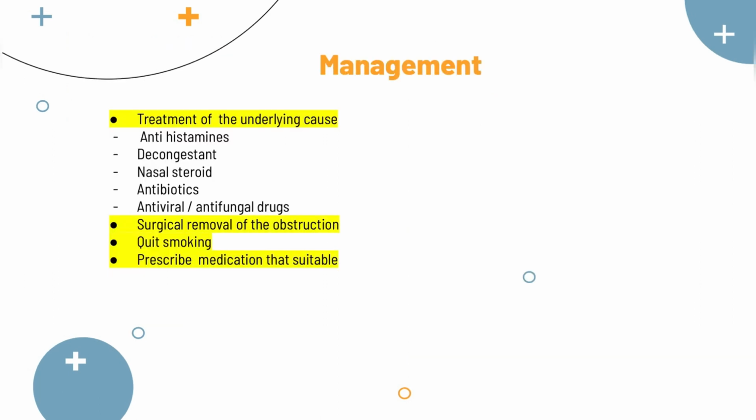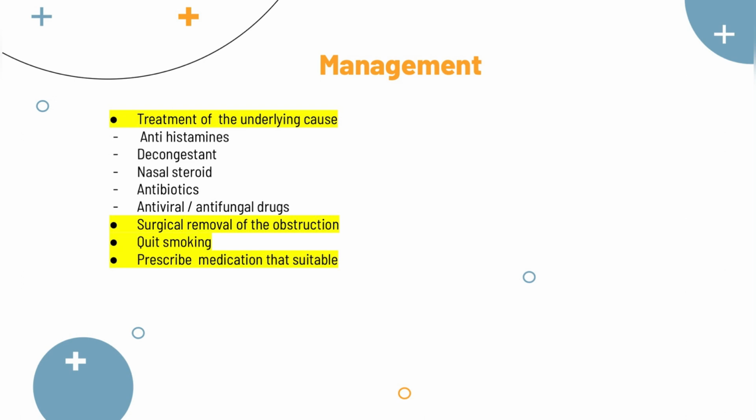The management for the condition that I've stated before is by treating the underlying cause, for example, we can prescribe antihistamine, decongestant, and nasal steroid for the patients that are experiencing rhinitis, sinusitis, middle ear infection, and also adenoid hypertrophy. Also, we can prescribe antibiotics if the patient is infected by bacterial infections. We can prescribe through oral medication or ear drops if the infection is related to the ear infection. And also, we can prescribe antiviral and antifungal drugs if the infection is due to virus and fungal.